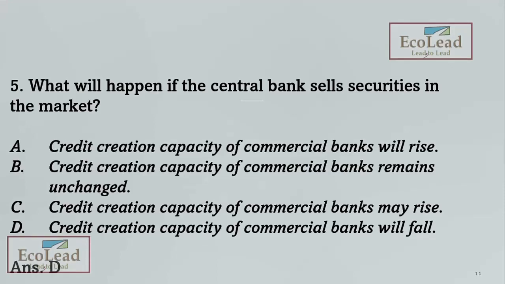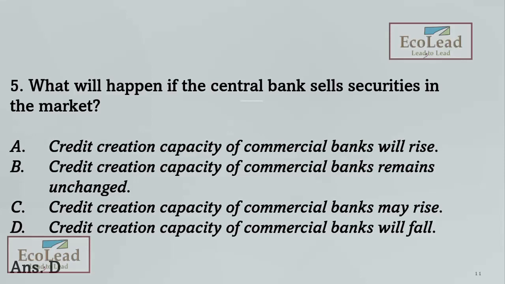Here the correct option is that the credit creation capacity of the commercial banks will fall. We already said that if the central bank sells the securities, then people will have lesser money, right? Lesser money, or the banks will also buy some of the securities of the government. So commercial banks will also have lesser money for credit creation. So the credit creation capacity of the commercial banks will fall.